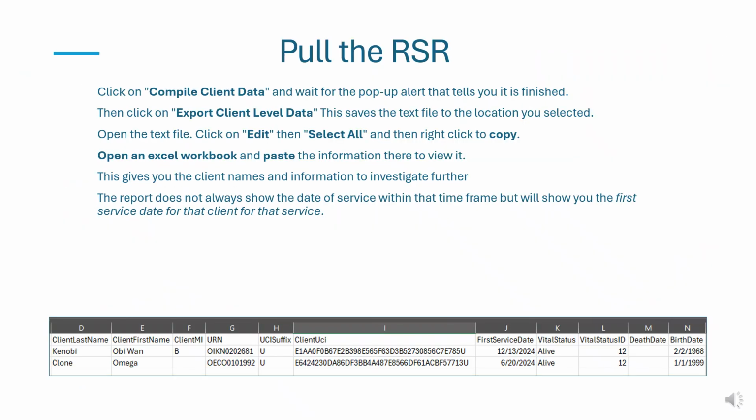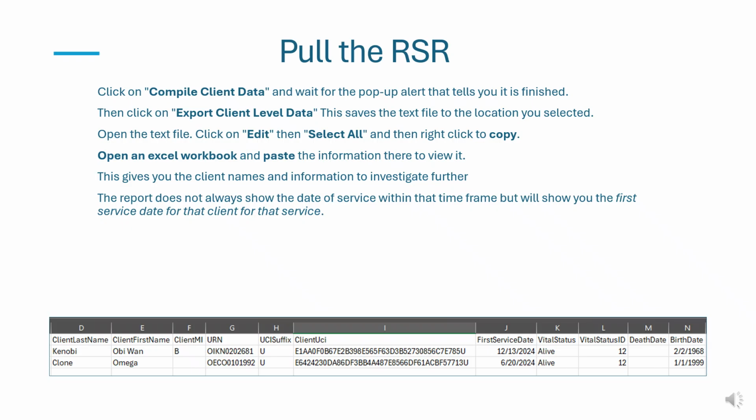Click on Compile Client Data at the top and wait for it to tell you it's finished. You'll get a pop-up alert. Then you want to click on Export Client Level Data. This will export a text file to the location you chose. I think it's easier to view this data in a spreadsheet, so I usually open the text file, click on Edit, then select All, and right-click to copy. Then I open an Excel workbook and paste it in.